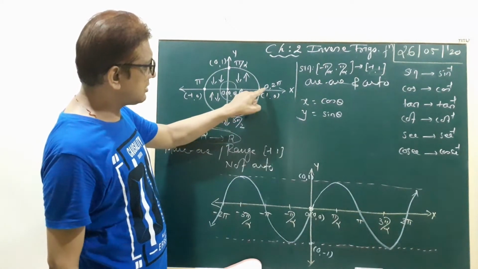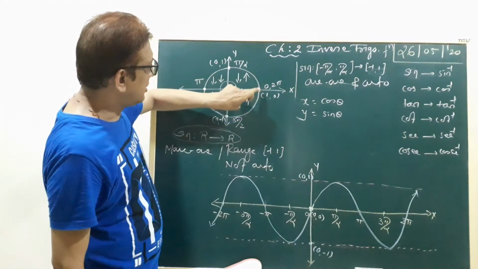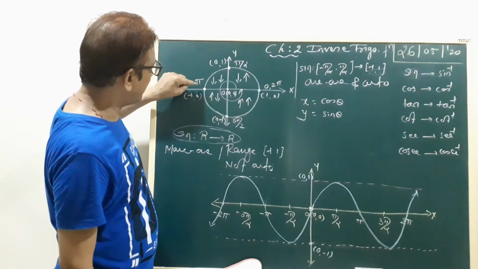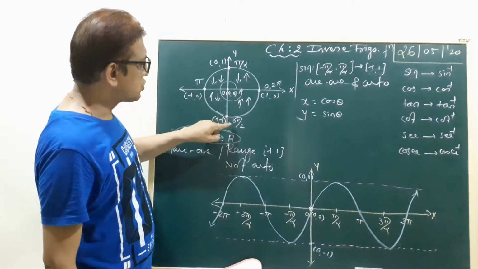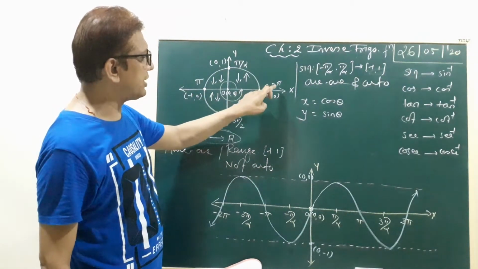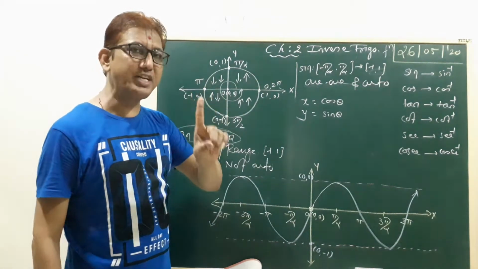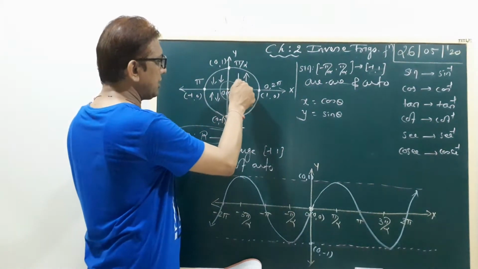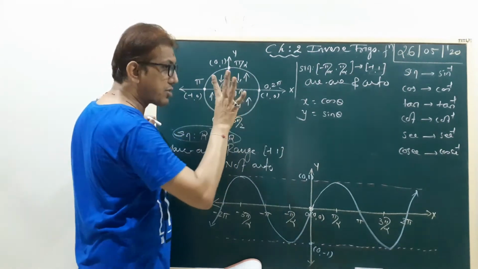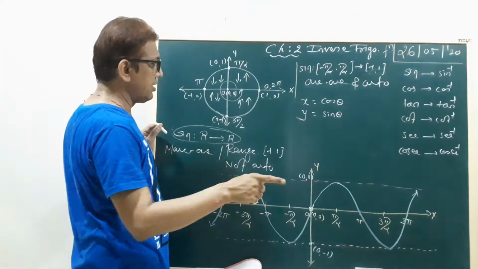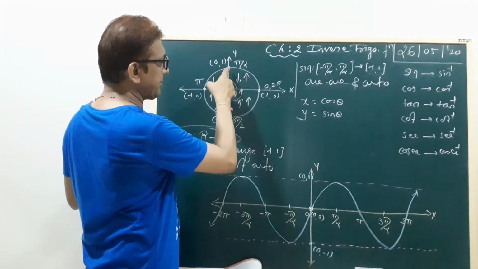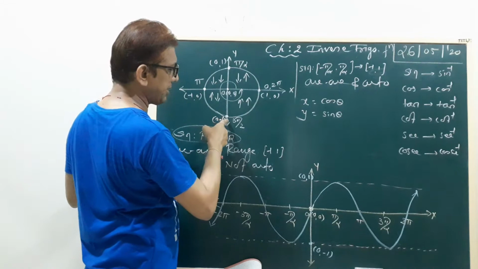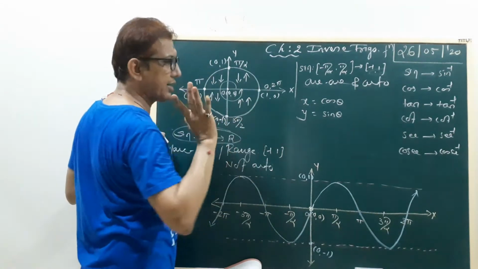Here the angle is 0. First we discuss the angles. Here angle 0, here angle 90 which is pi by 2, 180 which is pi, 270 which is 3 pi by 2, and 360 which is 2 pi. One unit circle is completed. Right? Okay. Total 4 quadrants. First quadrant 0 to pi by 2. Second quadrant pi by 2 to pi. Third quadrant pi to 3 pi by 2. Fourth quadrant 3 pi by 2 to 2 pi.